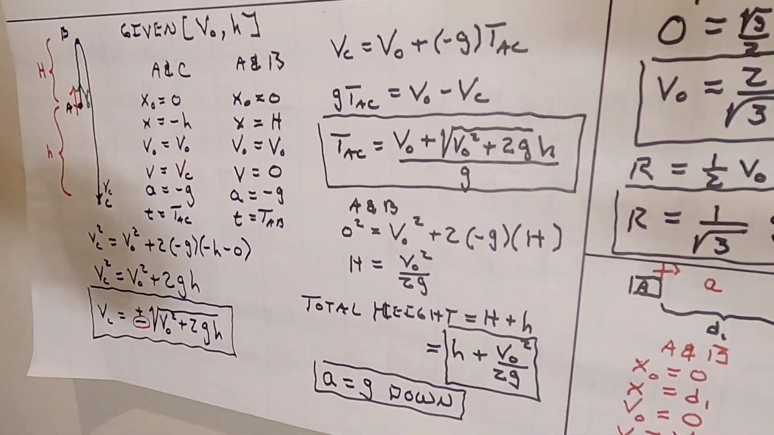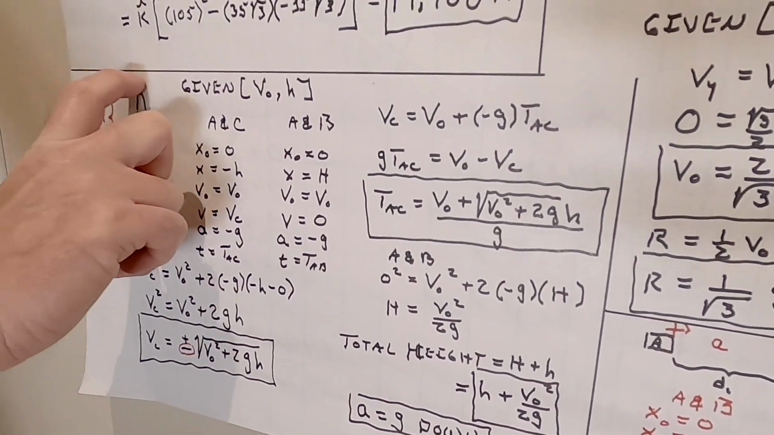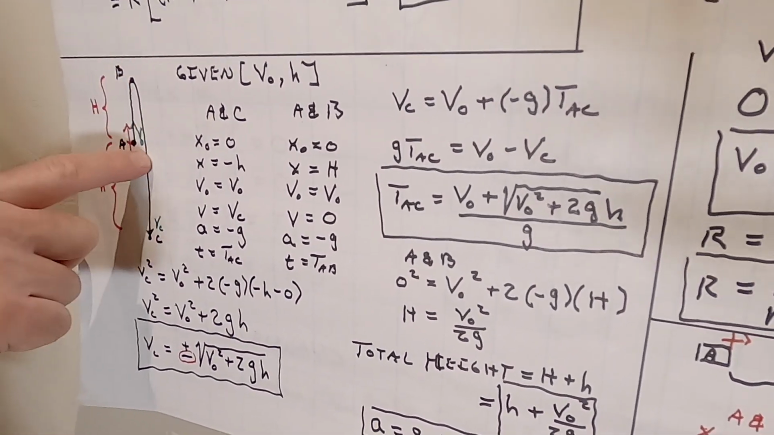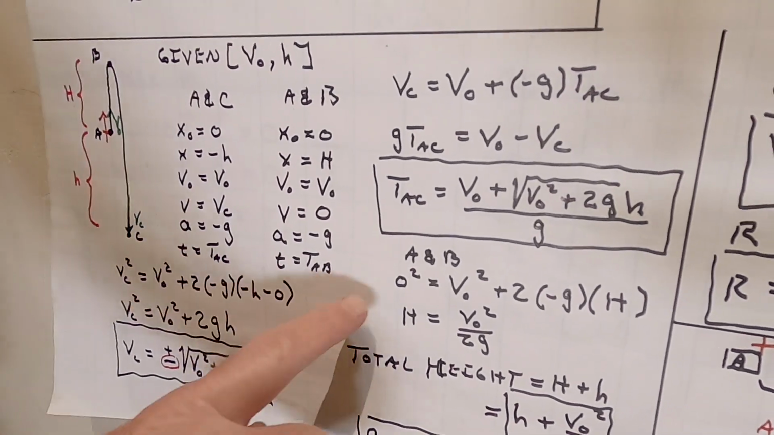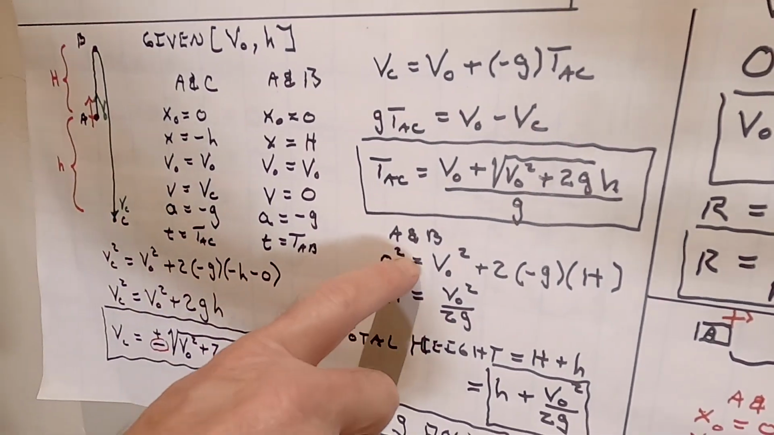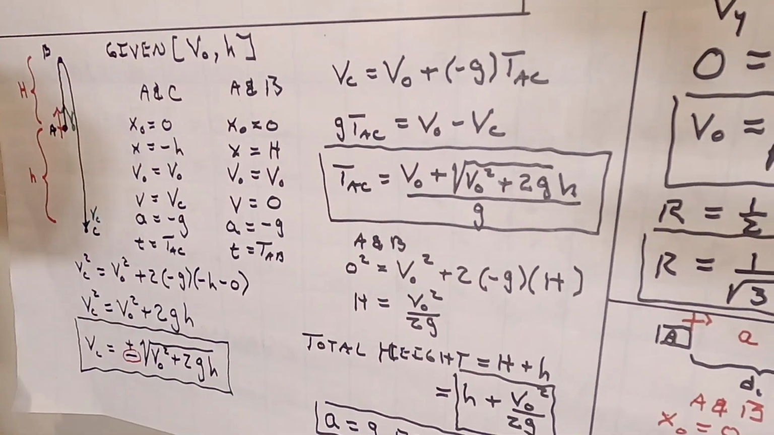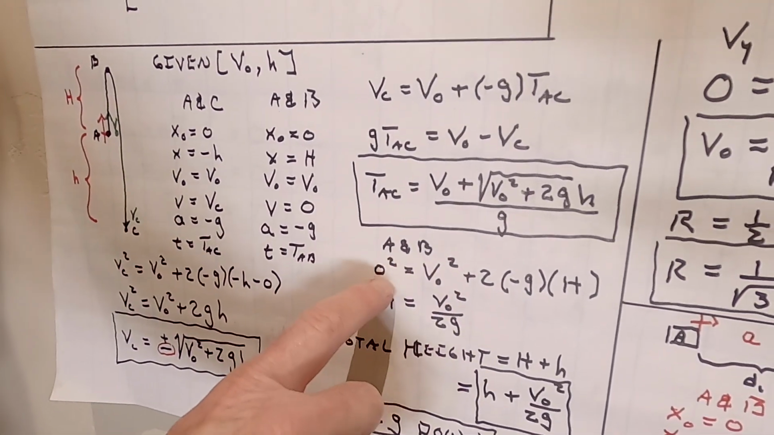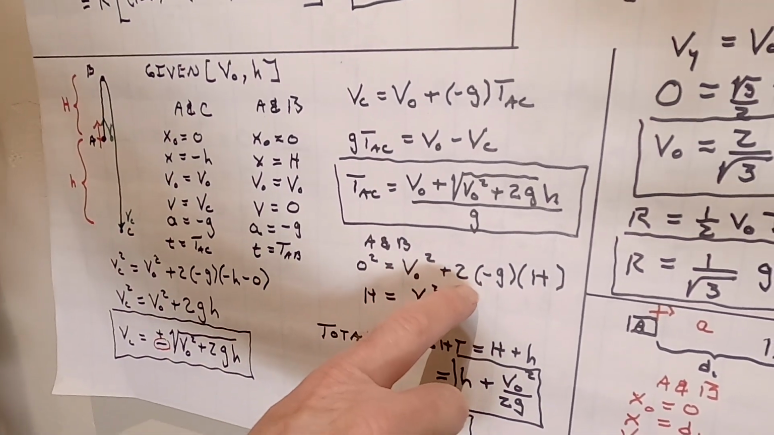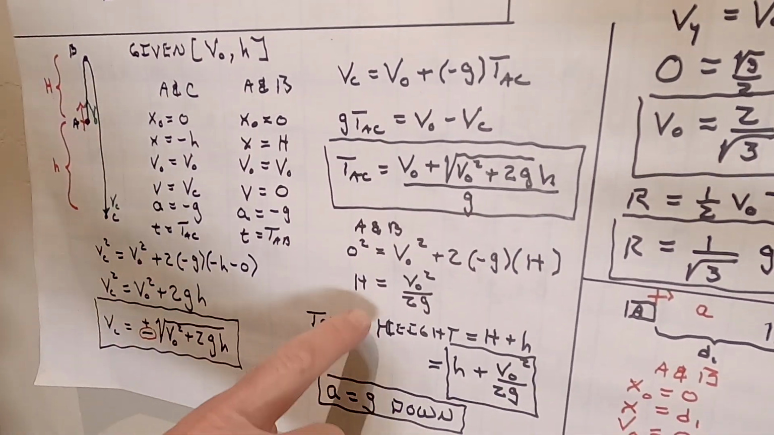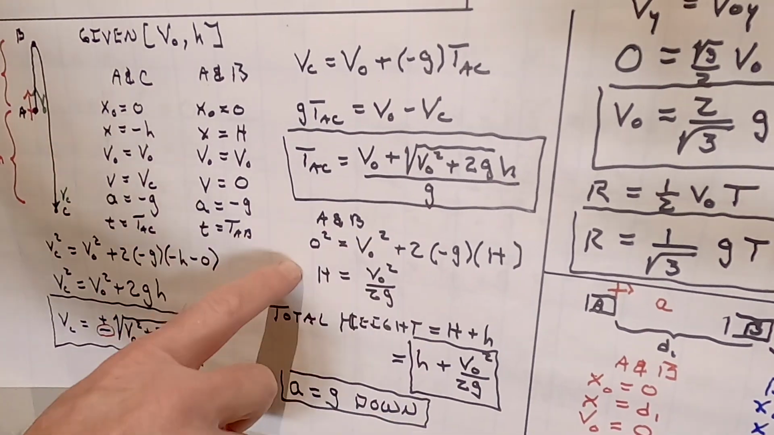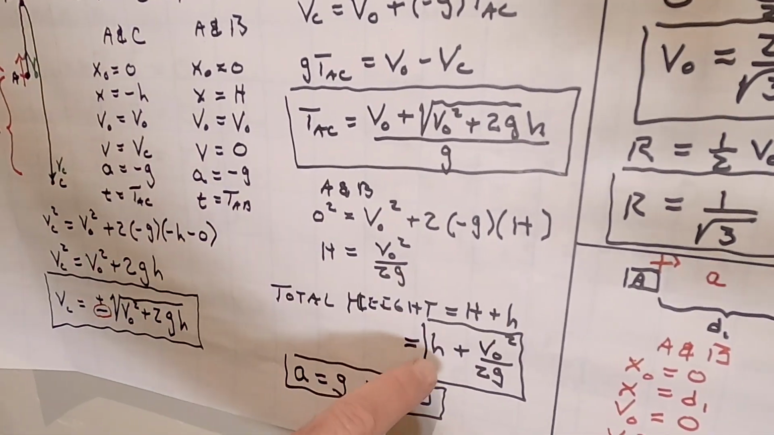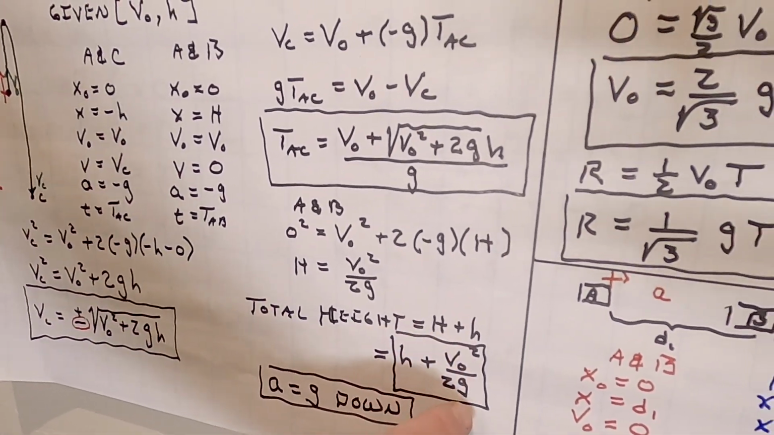Okay, and now we also wanted to find the total height right here. Well, since we're given little h, all I have to do is solve for big H and add little h to it. So between A and B, we use the fact that V is 0 at the highest point, and we get 0 equals V naught squared plus 2 times minus gH. So this is what we get for big H. So the total height would be big H plus little h, which is little h plus V naught squared over 2g.